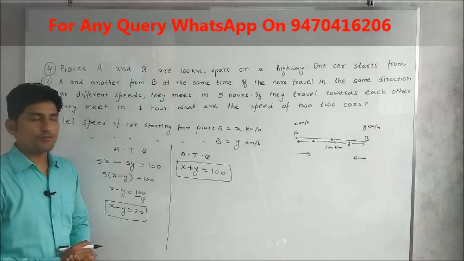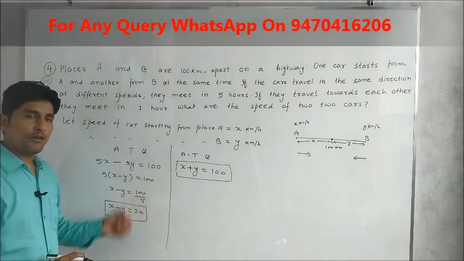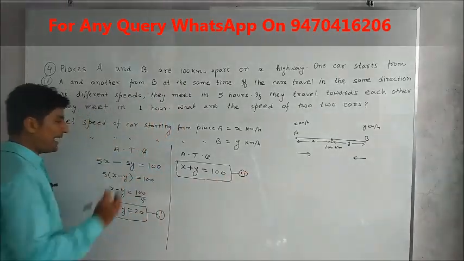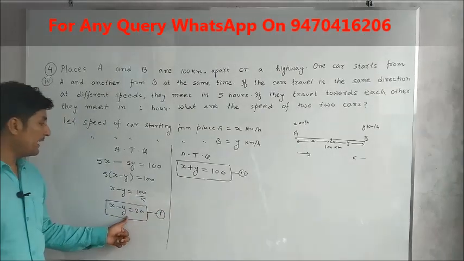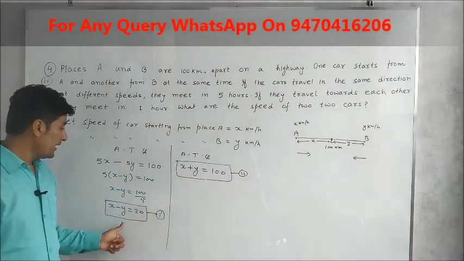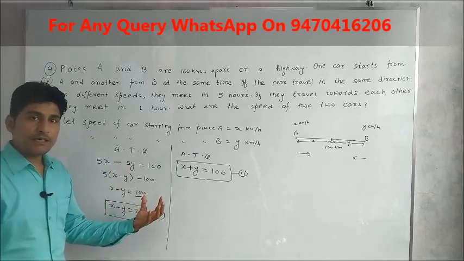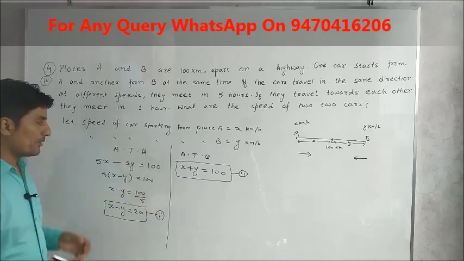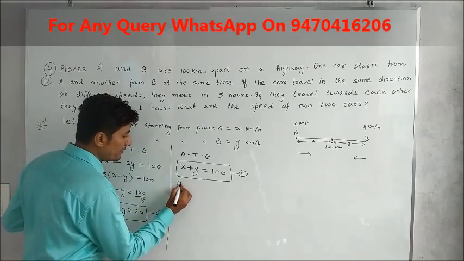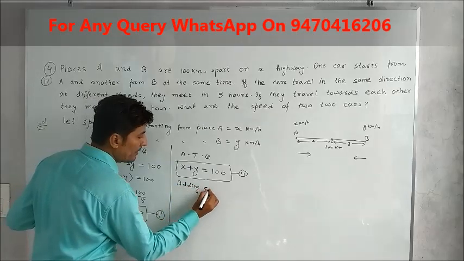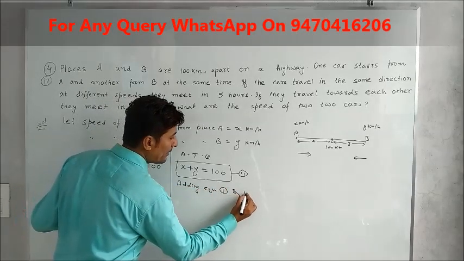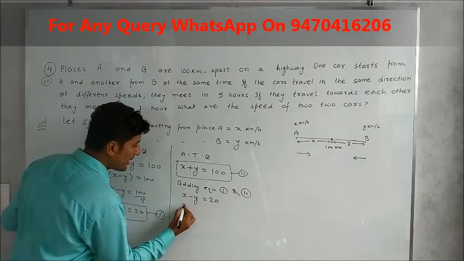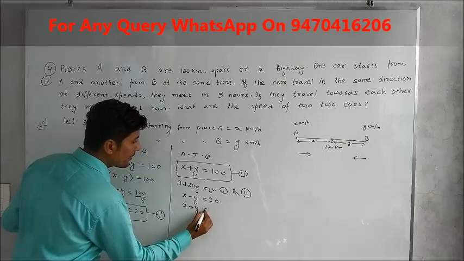After getting both the equations, we can solve them to get the values of x and y. This can be equation number 1, this can be equation number 2. If we add both the equations, then y will be eliminated, because here we have positive y, here negative y. Then we can get the value of x. After getting the value of x, we can put it in either equation. So, we are going to add equation 1 and 2. First equation is x minus y equals 20, while the second equation is x plus y equals 100.